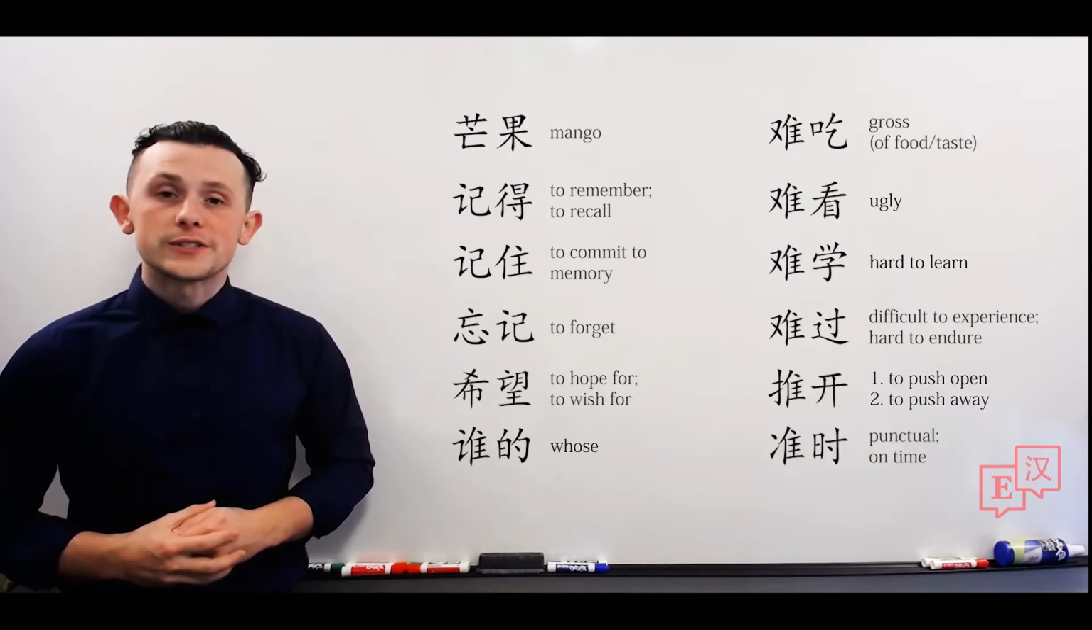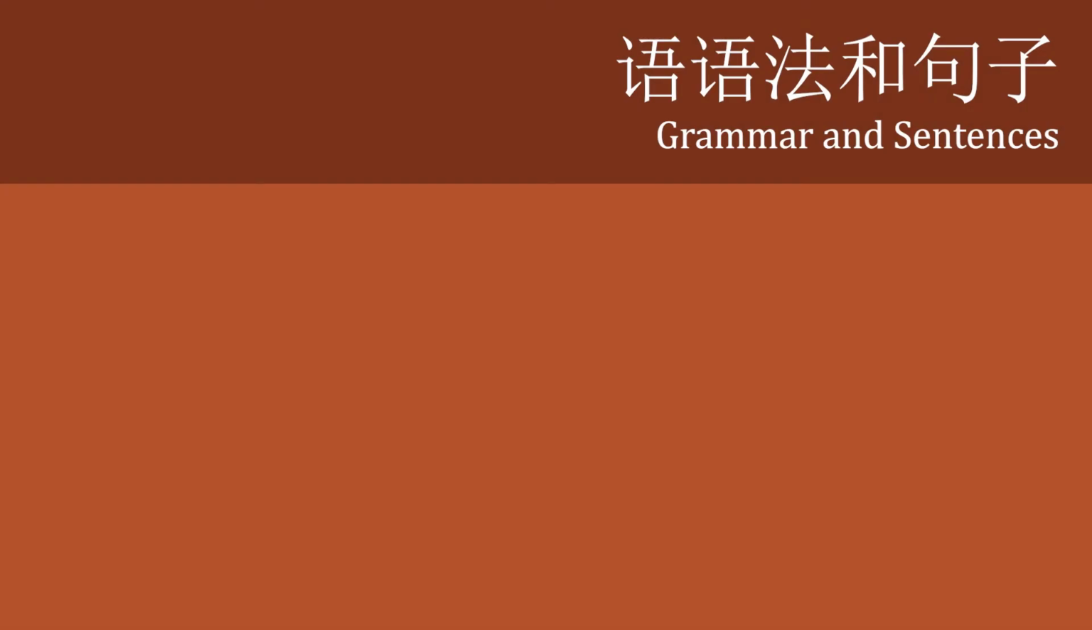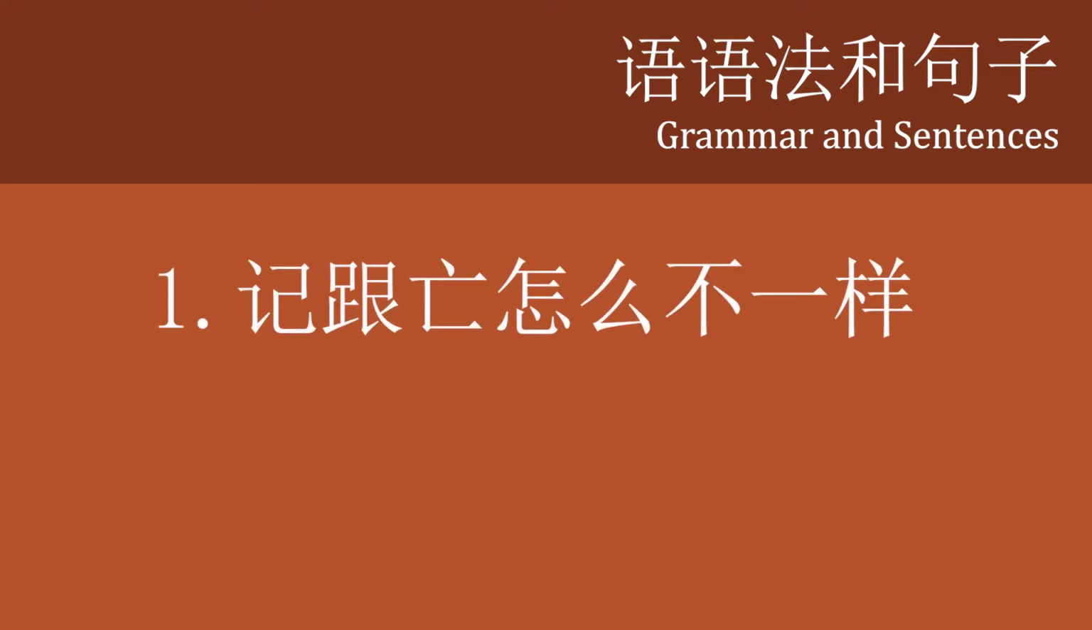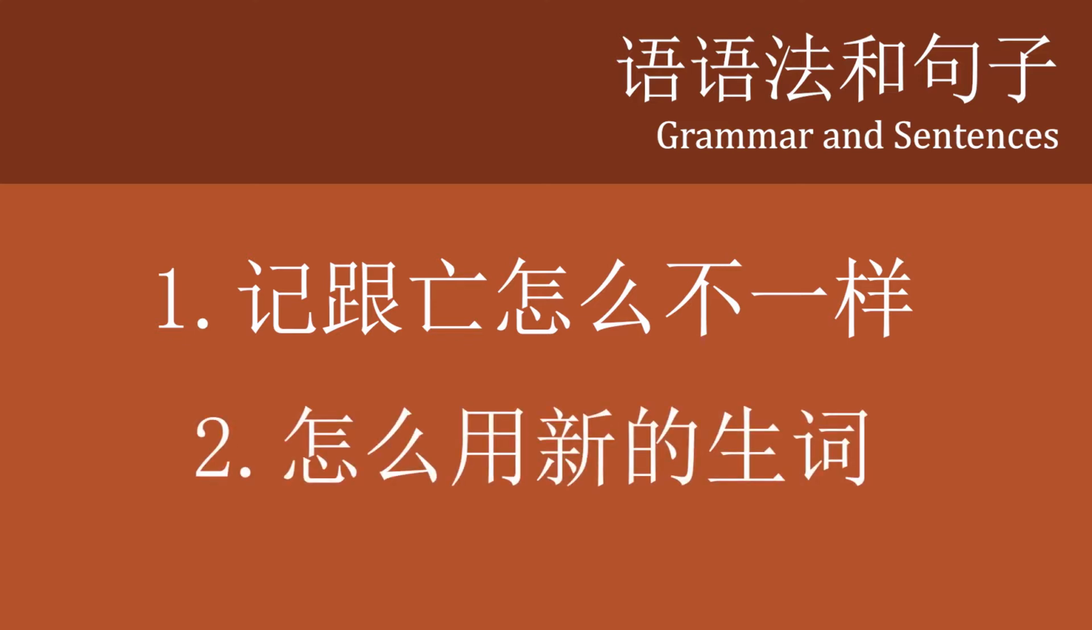That is all for our words. For today's grammar and sentences, we will first talk about 记 and 忘, and how these concepts are different in Mandarin from English. Next, we will give you some sentences using the words you've just learned and how to apply them.